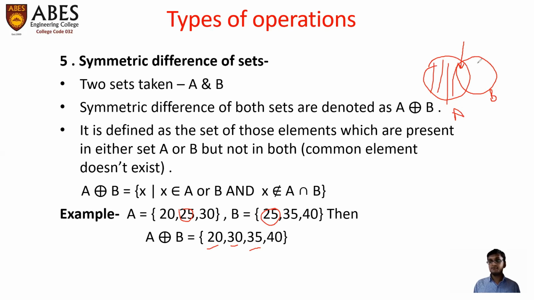I will take the elements from set B also. So set B will be covered. But I am not taking the common elements, so the common elements are avoided. The common area will not be covered. So this is the Venn diagram representation of the symmetric difference of sets.